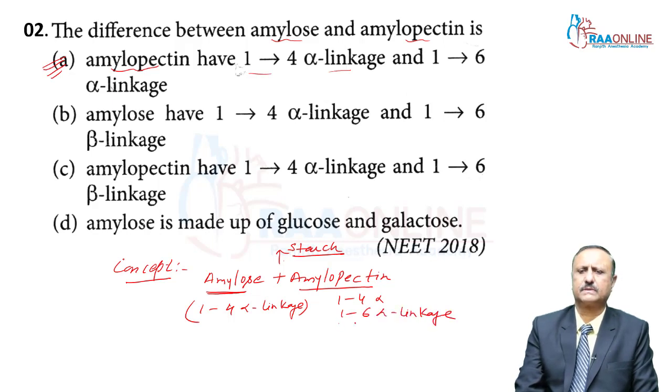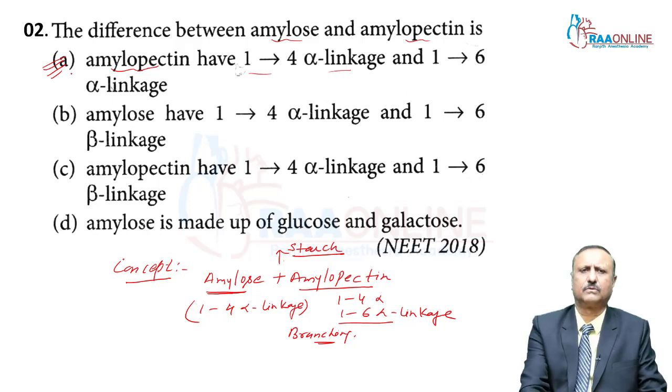Here my dear students, due to this 1,6 alpha linkage, branching develops in amylopectin. So in amylopectin, these 1,4 and 1,6 alpha linkages are present. So this is the difference between amylose and amylopectin. So you can go to the answer second, question number 2.